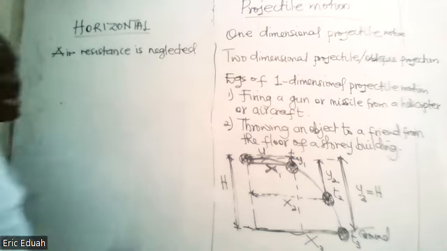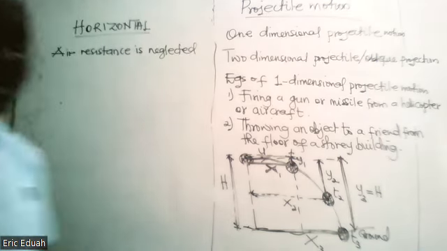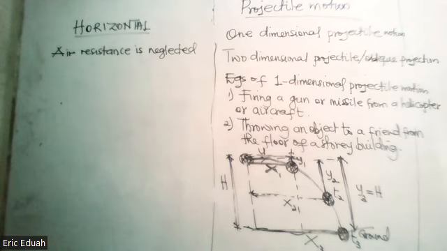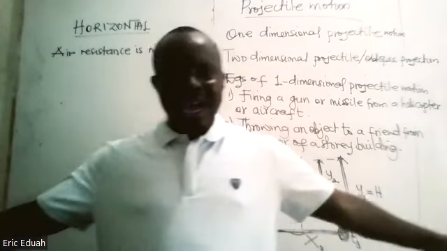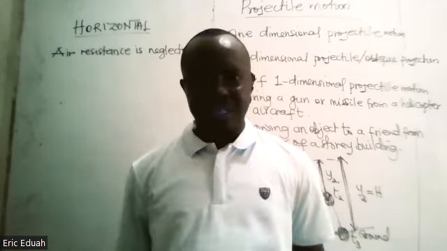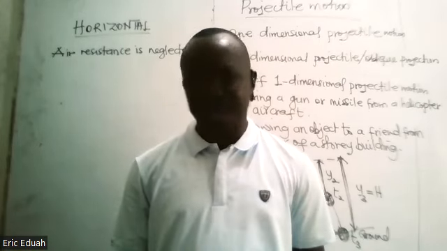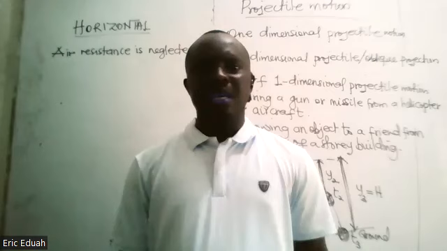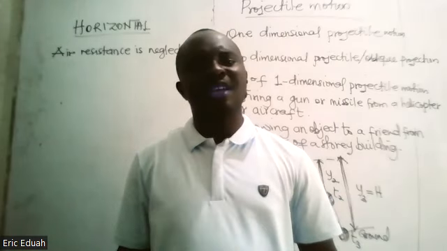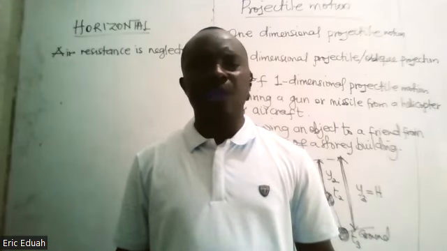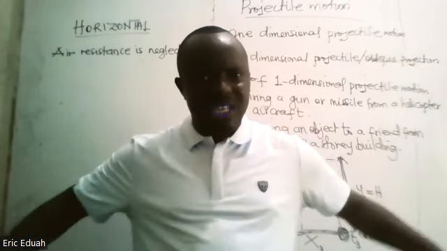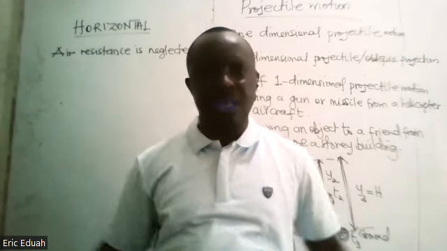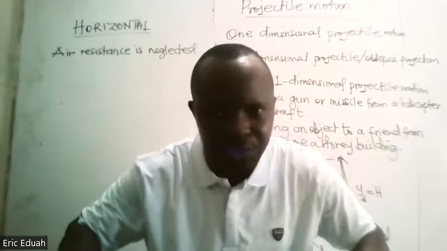We assume that there is no air resistance. No air must blow. Now, if a body is moving horizontally, we are not affected by gravity. Gravity affects us when we are within the gravitational field. Once we find ourselves on the surface of the earth, we are within the gravitational field.